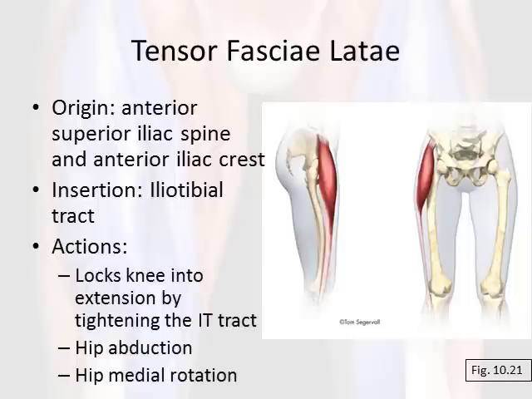Okay, and then we've got the tensor fasciae latae. A long name here, and this one originates off of the anterior superior iliac spine, also known as the ASIS, as you guys have been studying. So right on the front part of the iliac bone. And it comes down and inserts into the iliotibial tract, which has this really long connective tissue that connects it all the way down to the tibia, so it crosses the knee joint. So it's very useful in locking the knee into full extension by tightening up the iliotibial tract. It's also a hip abductor. When it contracts, it abducts the hip, as well as medially rotates, or internally rotates, the hip.